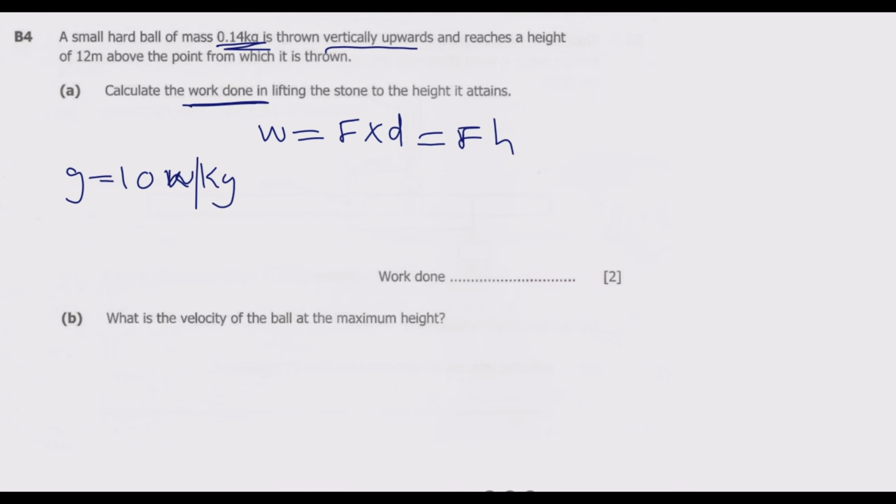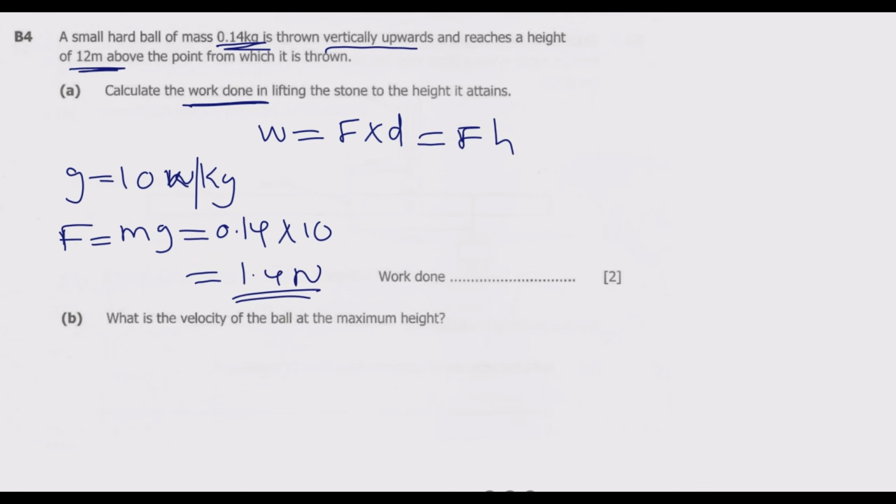Then we've been given the height, which is 12 meters. So let us find force. Force is given by mass times gravity. So it's basically 0.14. Remember, mass is in kg, multiplied by 10. We are going to end up with 1.4 newtons as our force.